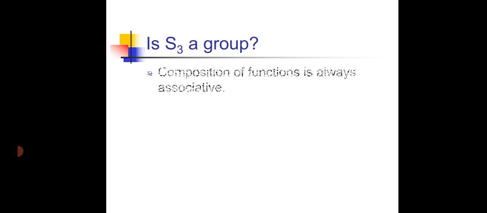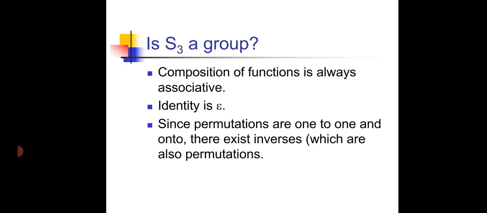So first thing is associative. Composition of functions is always associative, which is a standard result, right? We need not check it. Next, identity. What is identity? 1 is mapped to 1, 2 is mapped to 2, 3 is mapped to 3. We also have this in the permutations, so identity is clear. Next, inverse. Since permutations are one-to-one and onto, there exist inverses, which are also permutations. Therefore, it is clear that S3 is a group.